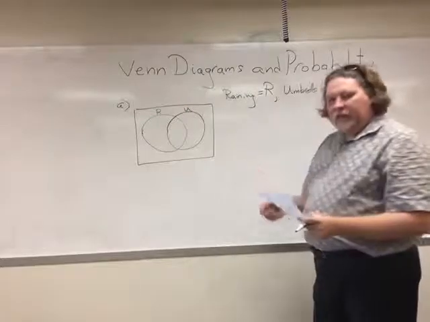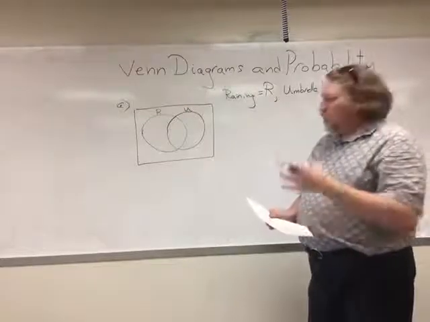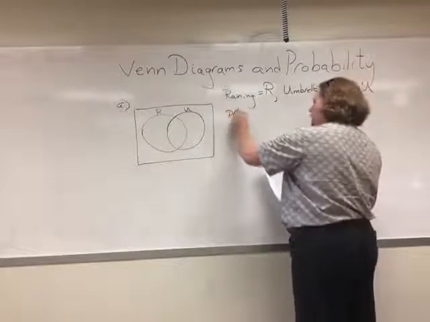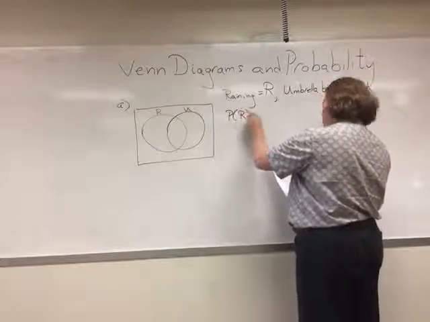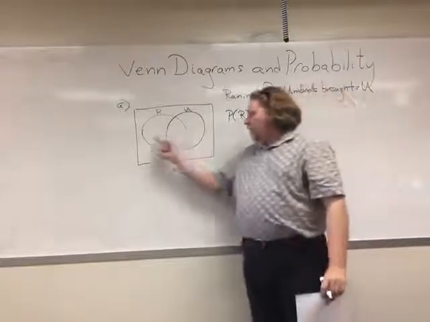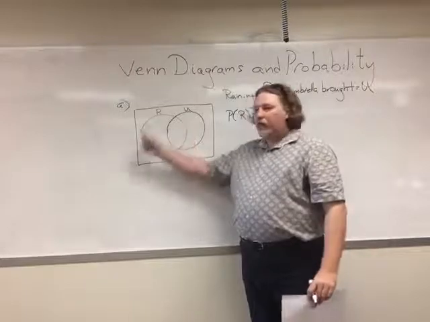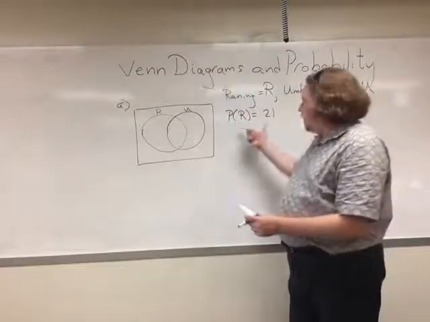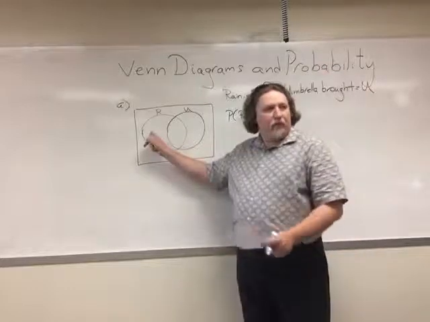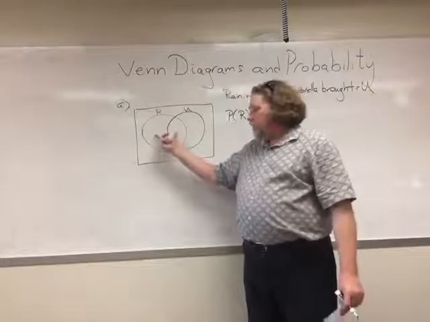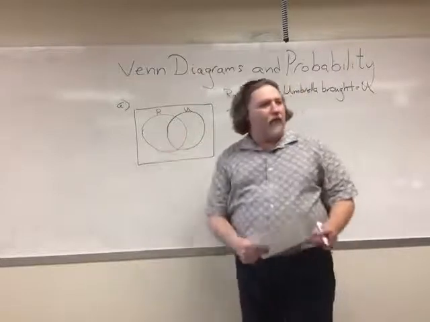Now I want to take the numbers that are in this problem and put them into the picture. Well, I've been told that the probability that it is raining is 0.21. But now I've got to be careful. Raining means this entire circle. So that doesn't mean this part's 0.21, and that doesn't mean this part's 0.21. That means both parts together are 0.21.